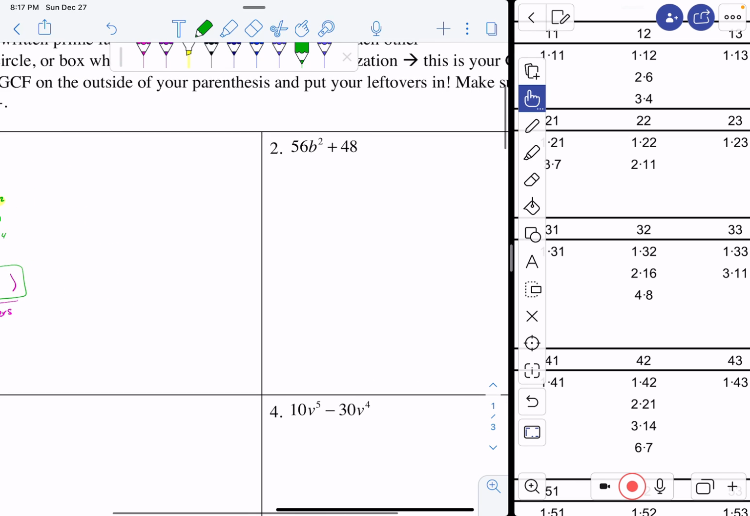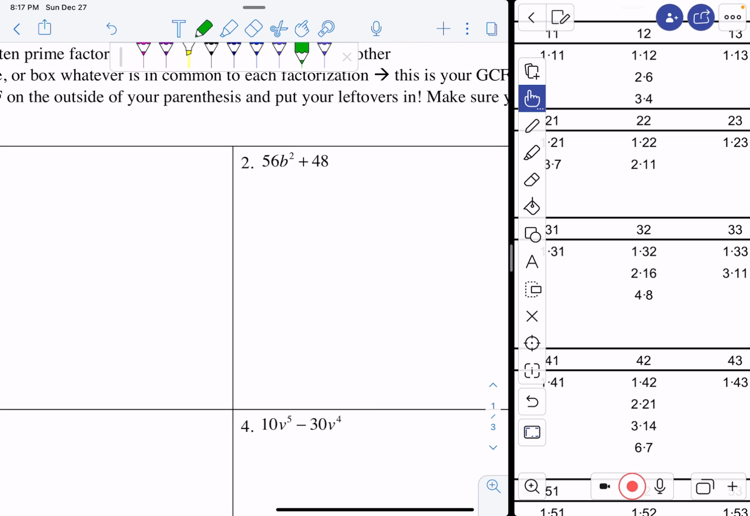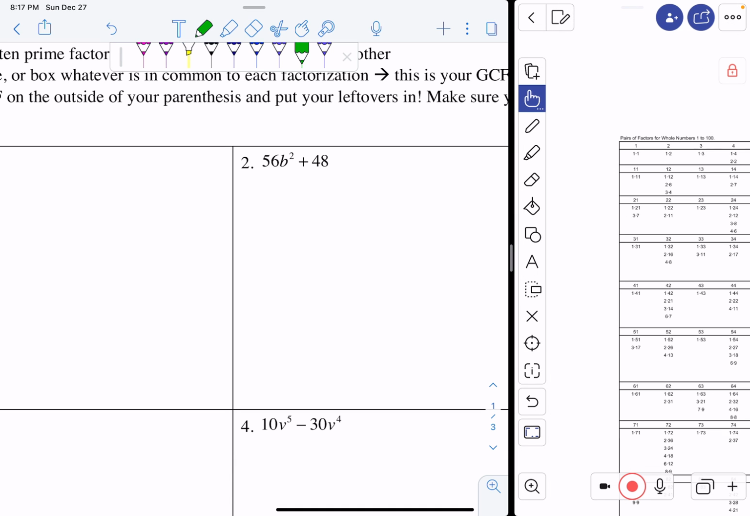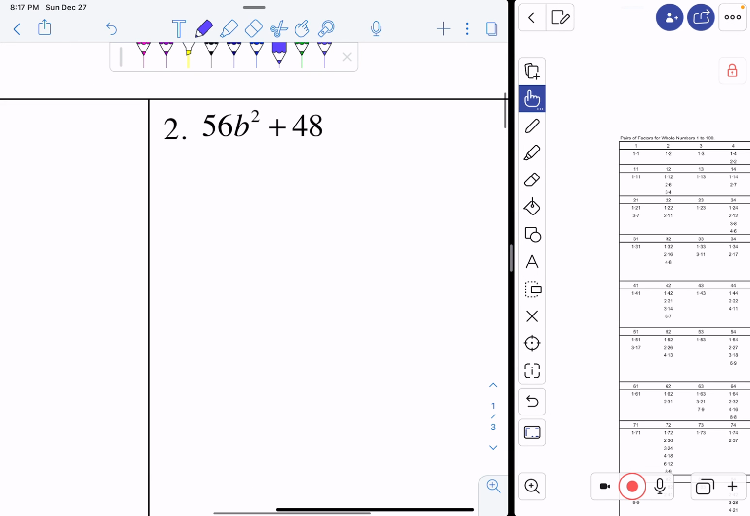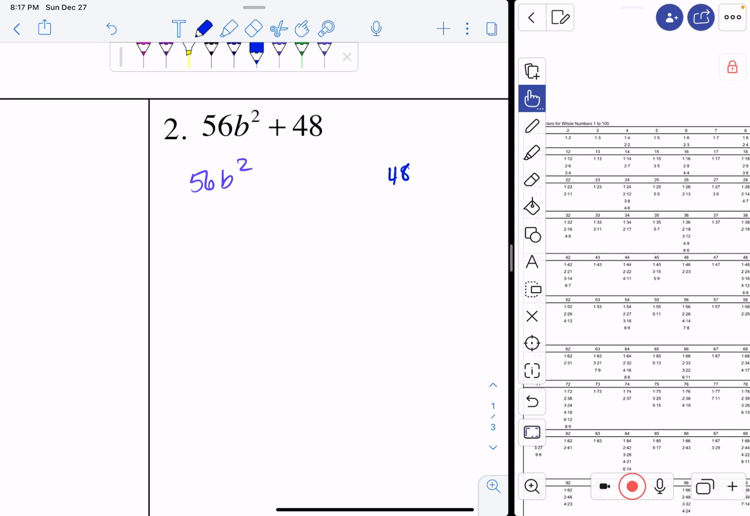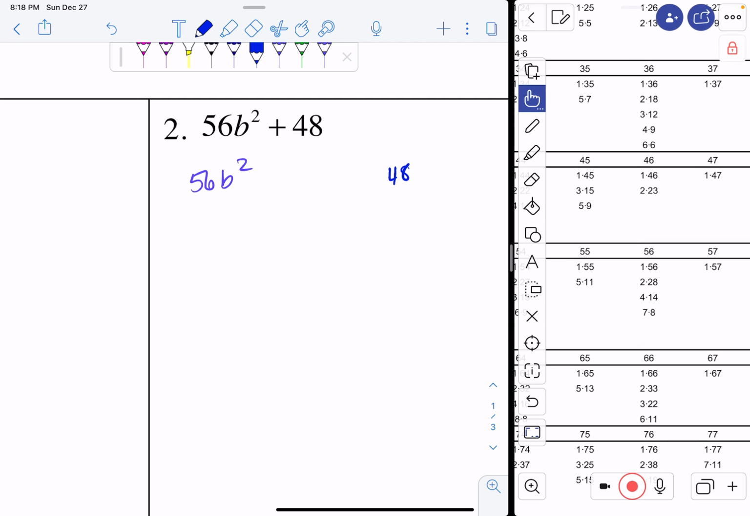All right, now let's go on to our next example. I have 56b squared plus 48. I'm going to rewrite my terms. So I have 56b squared, and then I have my 48. 56 can be broken apart in a bunch of ways. I could do 2 and 28, 4 and 14, or 7 and 8. I'm going to do 7 and 8.